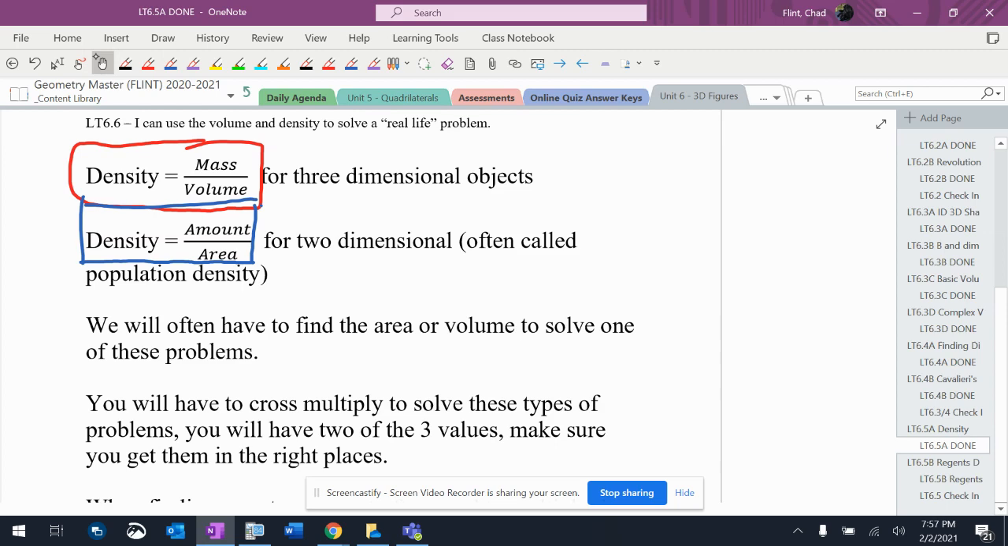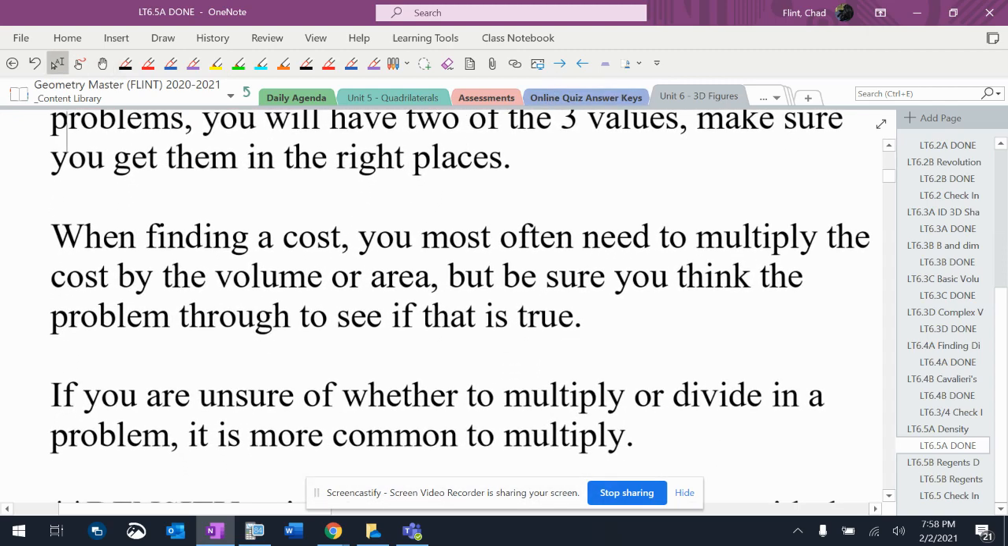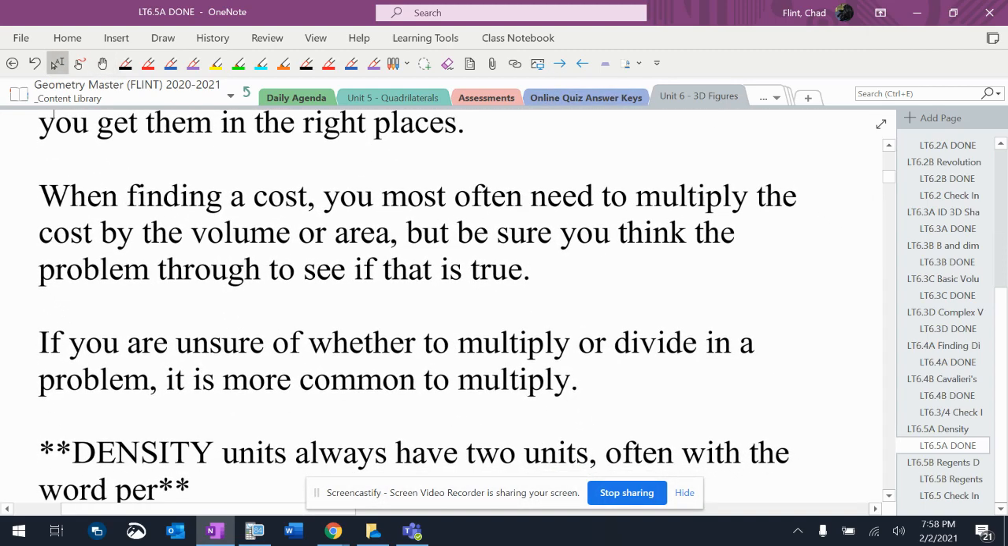You're ultimately going to have to cross multiply most of this stuff. All right, so you'll have to cross multiply to solve these things. You've got to be careful with them because there's lots of little shortcuts you can do, and they work sometimes. So be careful when you're taking a look at those. Cost kind of plays in here, and for cost, you basically pretty much always have to multiply. I'm going to say you often need to multiply. It's possible that you could divide, but not all that common. So I would say multiply.